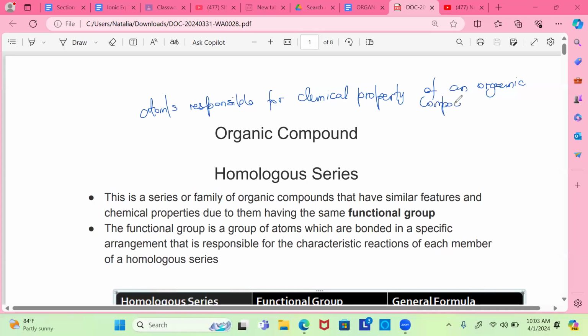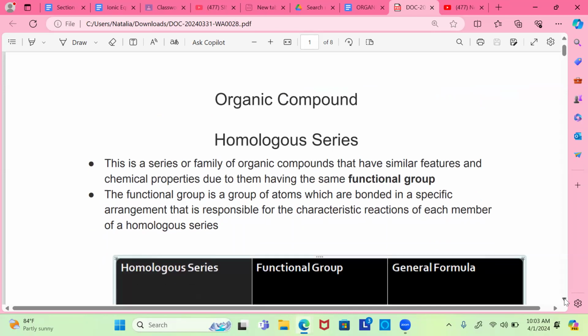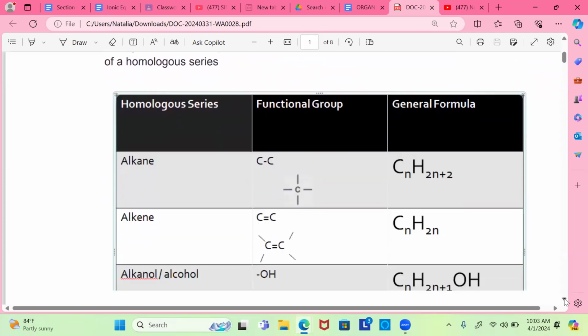So it is the functional group that the molecule possesses that's going to tell us how the molecule reacts. Clear? I said it's the functional group that's going to tell us how a molecule is going to react. All right.